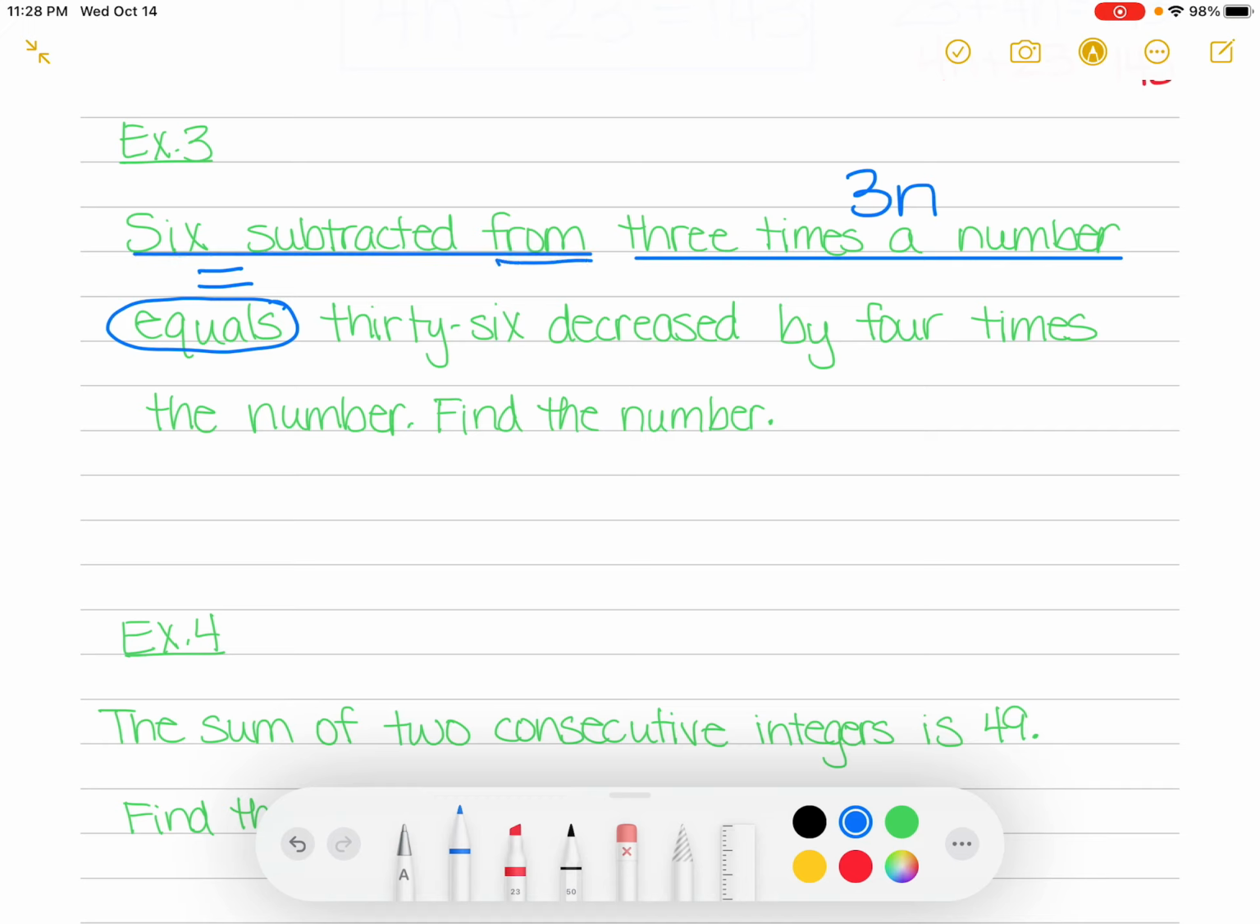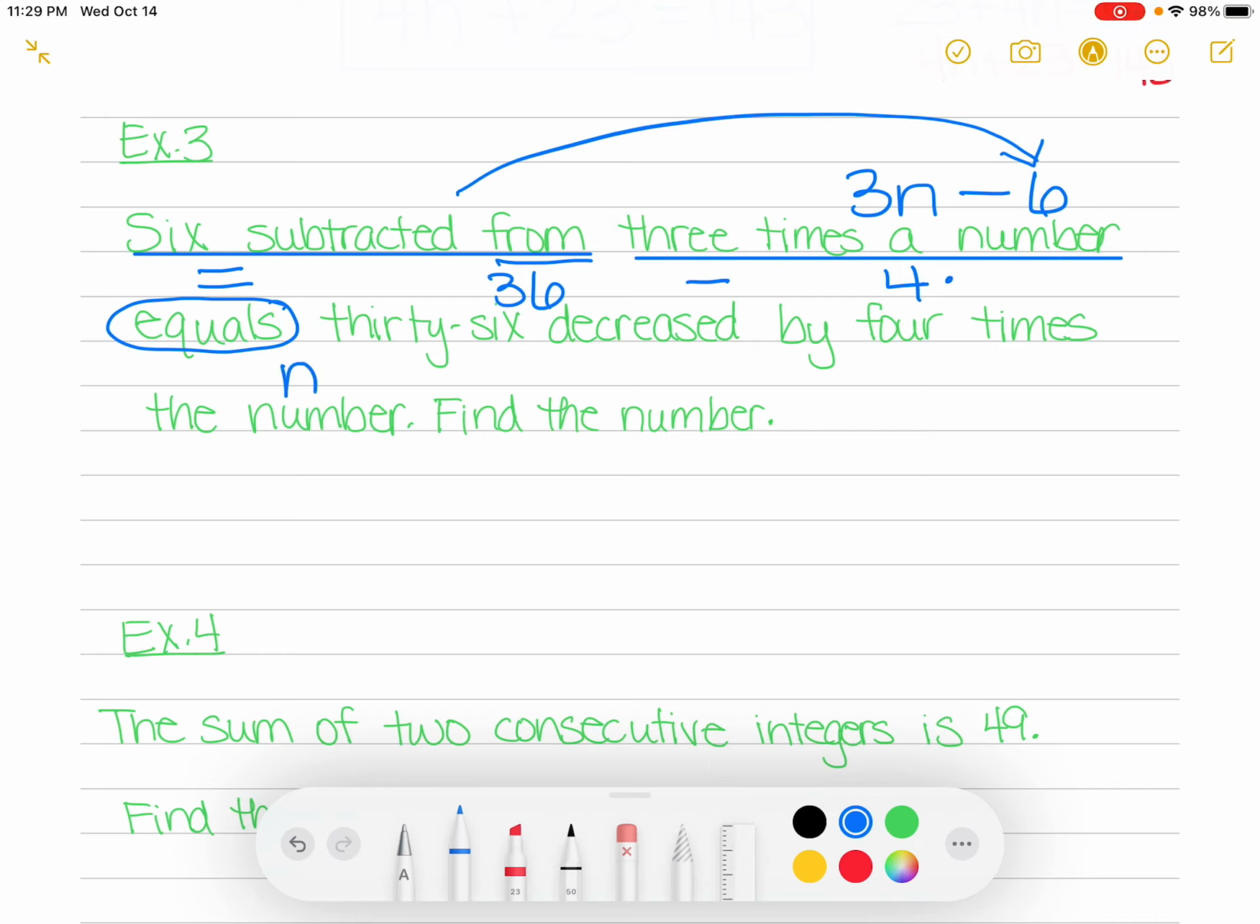Okay, that word "from" means that the 6, subtract it from, is going to go at the end of the 3n because I'm subtracting it from the 3n. So now I have 3n minus 6 equals, and then I need 36 decreased by 4 times the number.